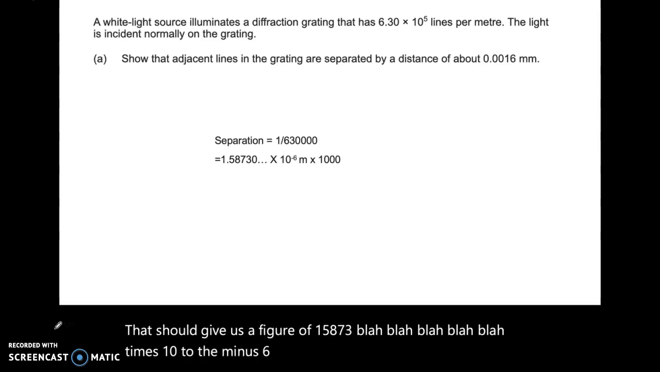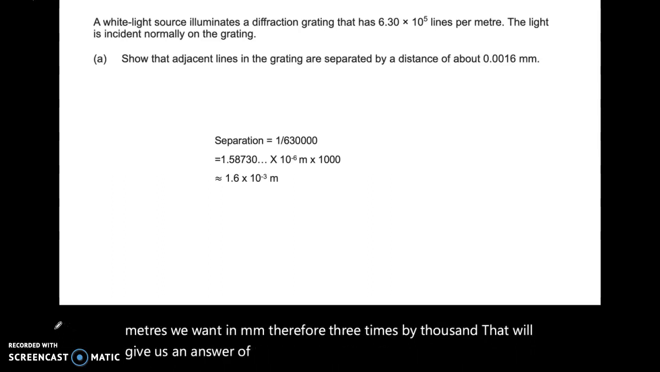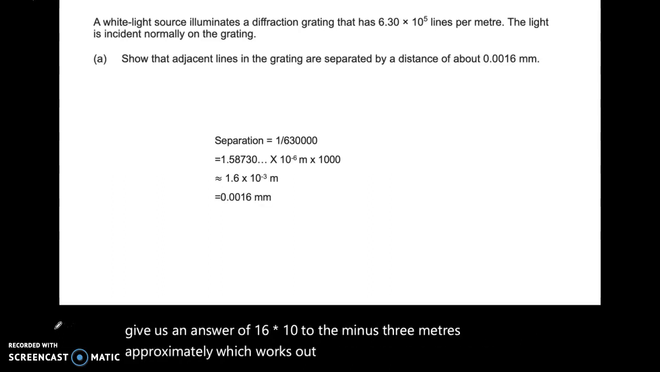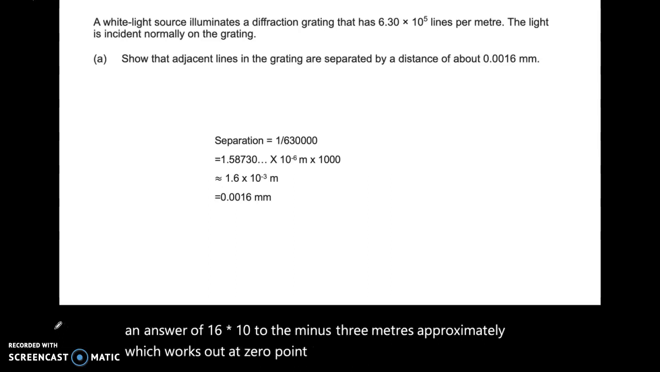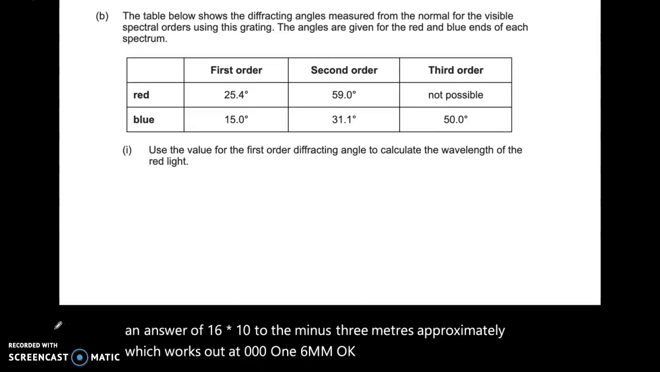We don't want our answer in meters, we want it in millimeters. Therefore, if we times by 1,000, that will give us an answer of 1.6 times 10 to the minus 3 millimeters, approximately, which works out at 0.0016 millimeters. Okay, 2b. Well, what we're going to use here is the diffraction grating equation.